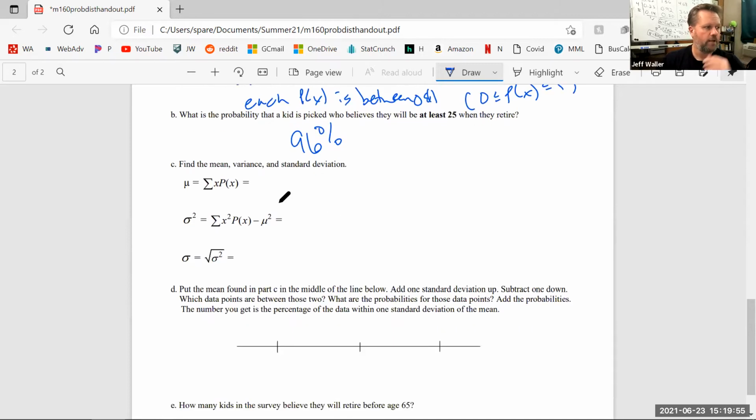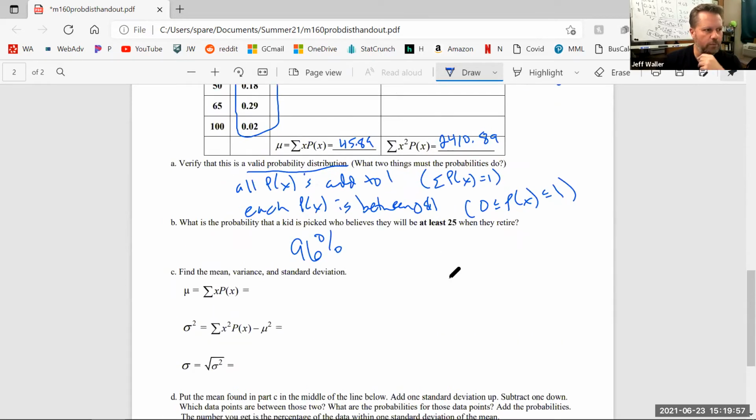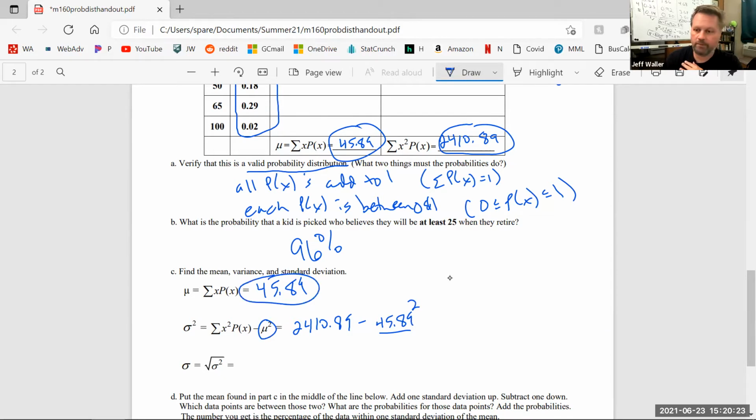Anyway, we already know what the mean is. It's 45.89. We don't know what the variance is at all, but I know that this piece of the formula is 2410.89 minus what? 45.89 squared. Yes. What's the formula say? It says minus the mean squared, and the mean is 45.89. So I don't know, I didn't even do that. I don't have a clue what that is.